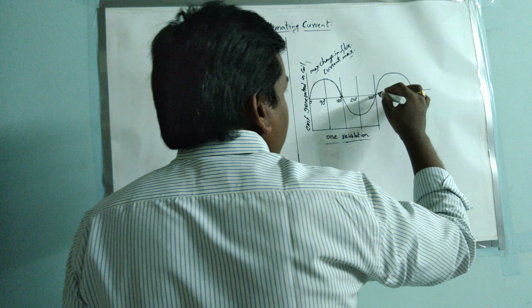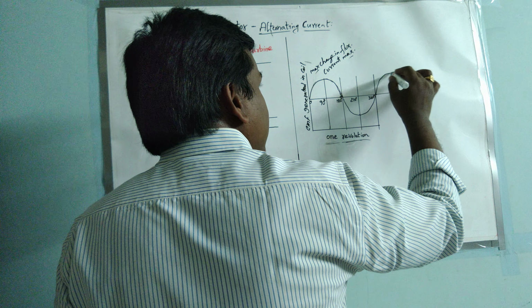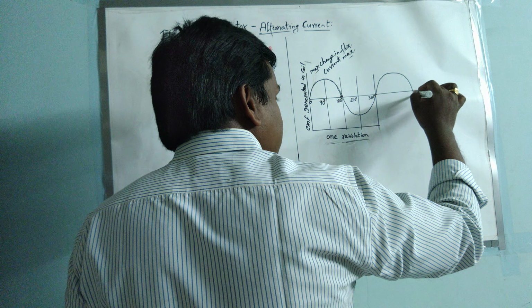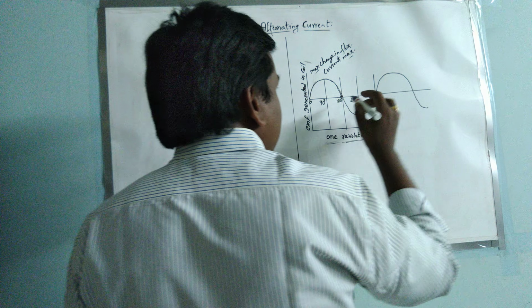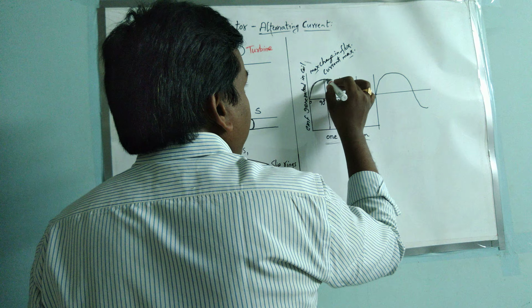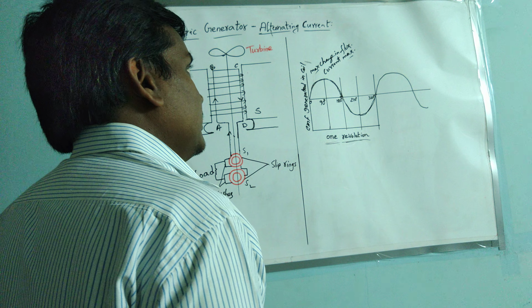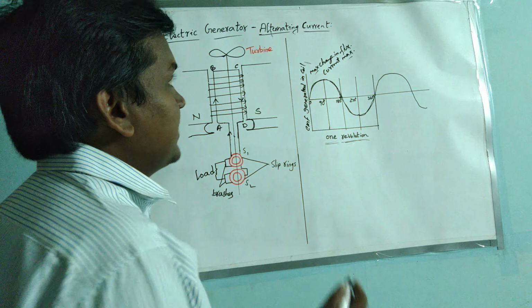So it goes on increasing and decreasing, and changing direction. See here, it is increasing, here it is decreasing, and again here it is increasing, and here it is decreasing. So like that it continues. That's why it is called alternating current.